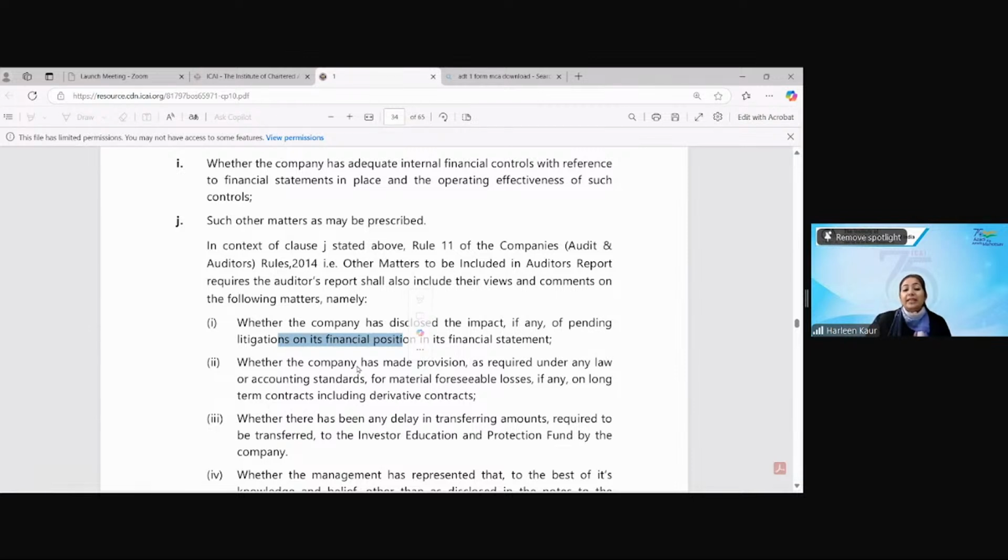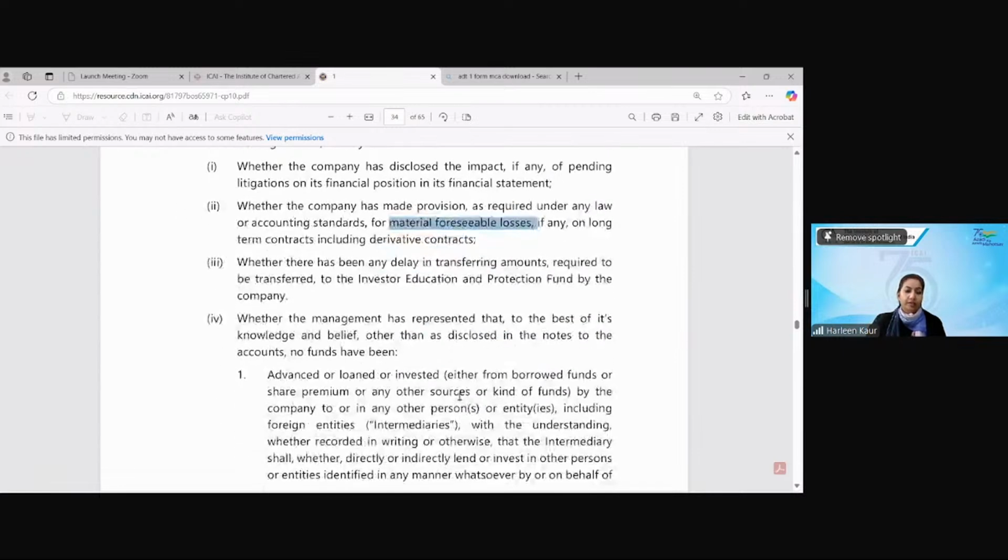If the company has made any provision for material foreseeable losses, meaning I can see that going forward I'll be having losses in the company on any long-term products, then a provision has been made on it. So in the balance sheet and profit and loss account, sometimes we need to make a provisional entry if it is not possible to see any profits in the future and we see any losses in the future, then we have to make provisional entries for that.